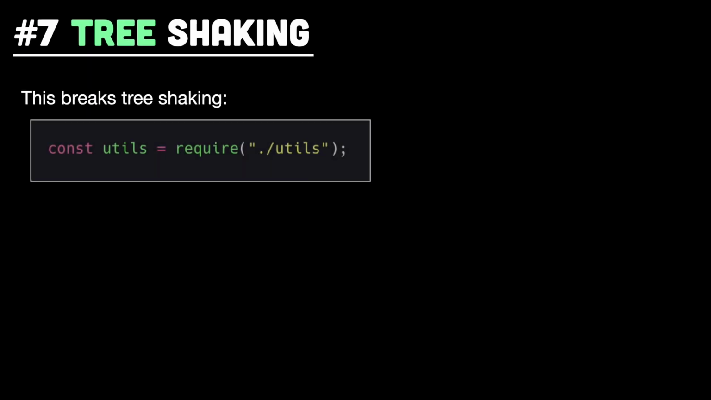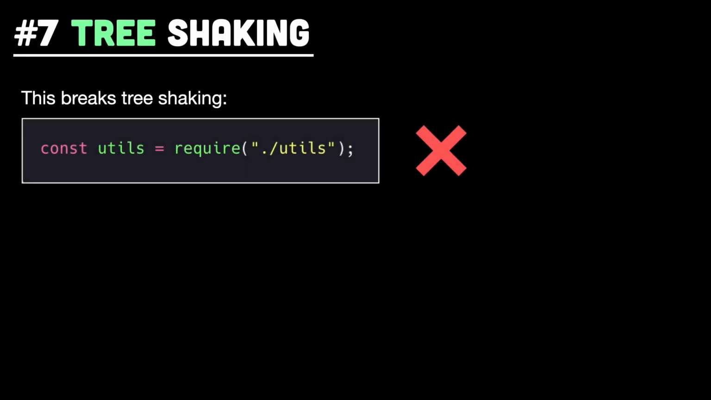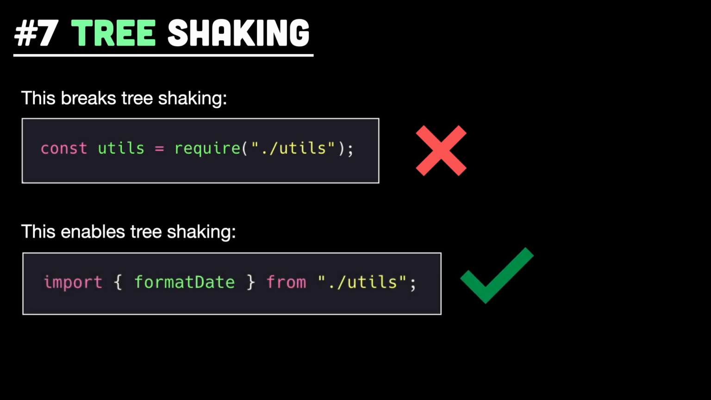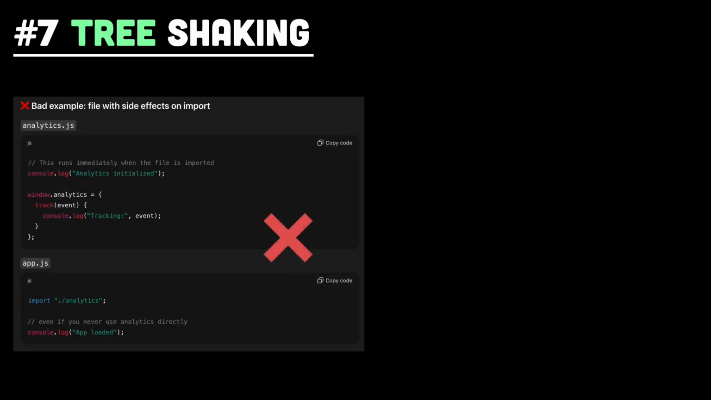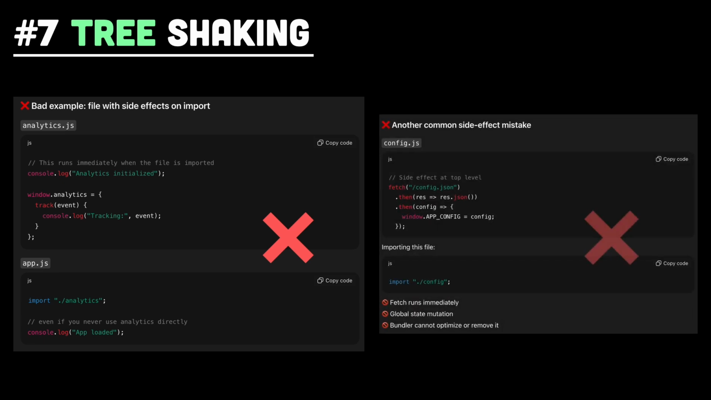Then in number 7, tree shaking removes code you never use, but it only works when your code is predictable. This here breaks tree shaking. The bundler has no idea which parts of utils you'll use, so it plays safe and includes everything. But this here enables tree shaking. Now the bundler knows exactly what you need and removes the rest. Also avoid files that run code as soon as they're imported. If a file has side effects, bundlers won't touch it. So remember, predictable imports equals removable code equals smaller bundles.